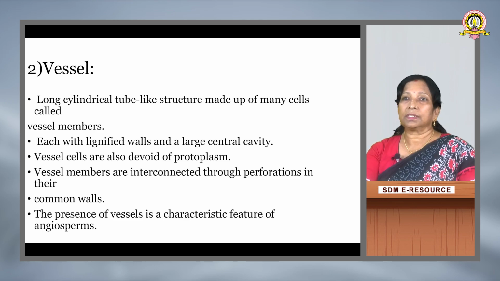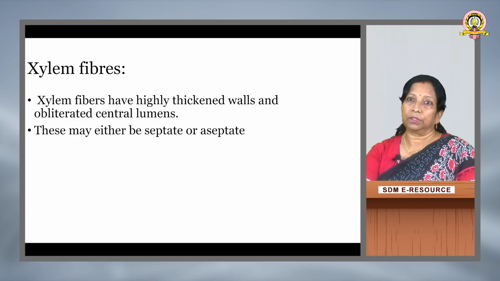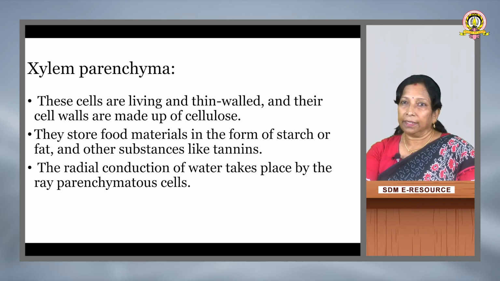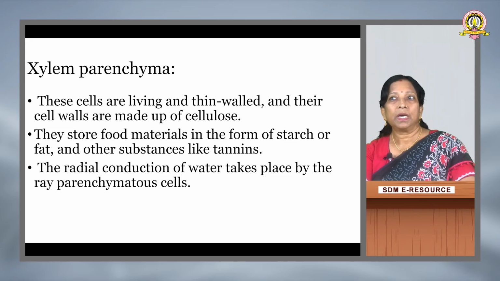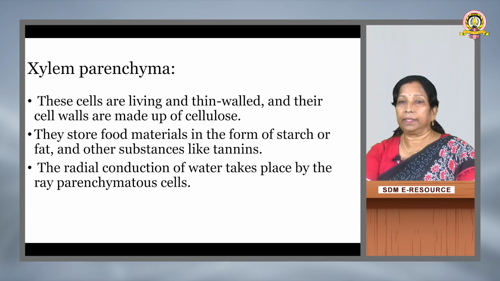Next we will study what are xylem fibers. Xylem fibers have highly thickened walls and obliterated central lumens. These may either be septate or aseptate. Xylem parenchyma. Xylem parenchyma are the cells which are living and have thin walls, and their cell walls are made up of only cellulose. They store food materials in the form of starch or fat and other substances like tannins. The radial conduction of water takes place by the ray parenchymatous cells.